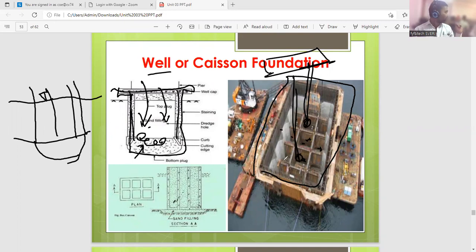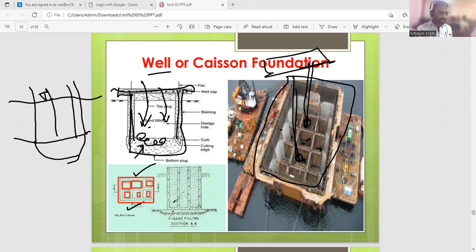It is very, very costly because you are doing the work under the water. See here, this is the plan for the foundation. What will they do? First of all, they will take the entire box. In that box, this is one box, this is one box, this is one box.